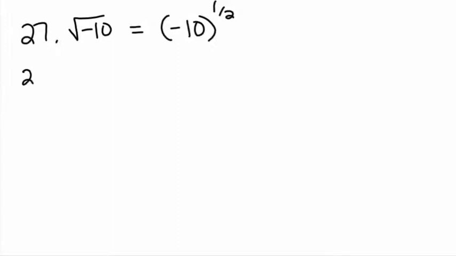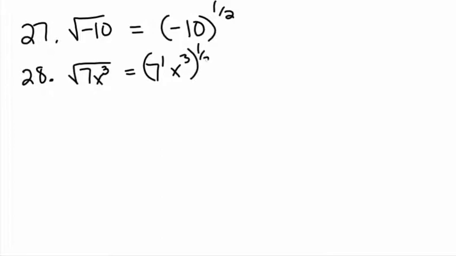28. You'll notice 28, 29, and 30 are similar, and they're that way on purpose so that you see the subtle differences in the way stuff is written. This is square root of 7x to the third. So I'm going to do this as 7 to the first times x to the third. Both of these are to the 1/2 power. Now I will distribute my 1/2 power, and I get 7 to the 1/2 times x to the 3/2.